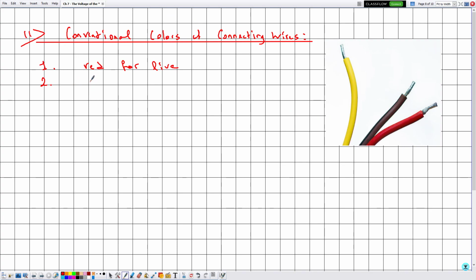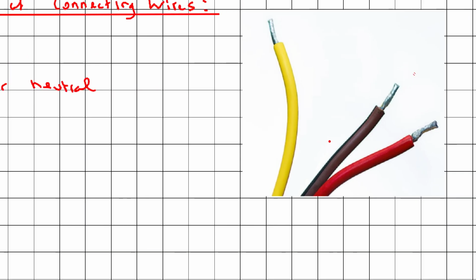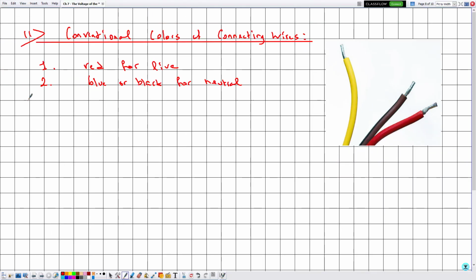Idea number 2 is that blue or black for neutral. So this is the black, it carries a black color, so this is the neutral. And finally, usually the green or yellow for the ground.